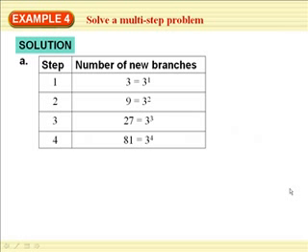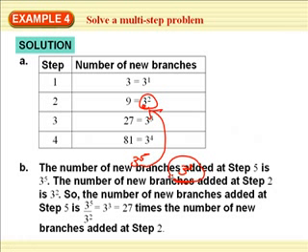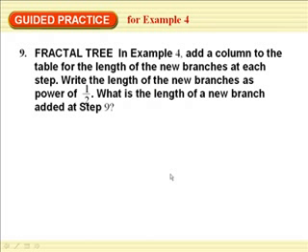So here's step 2, right here. Step 5 would be 3 to the 5th. How many more is this than that? So it would be 3 to the third more. 27 more branches. Add a column to the table for the length of new branches at each step. What is the length of the new branch added at step 9?